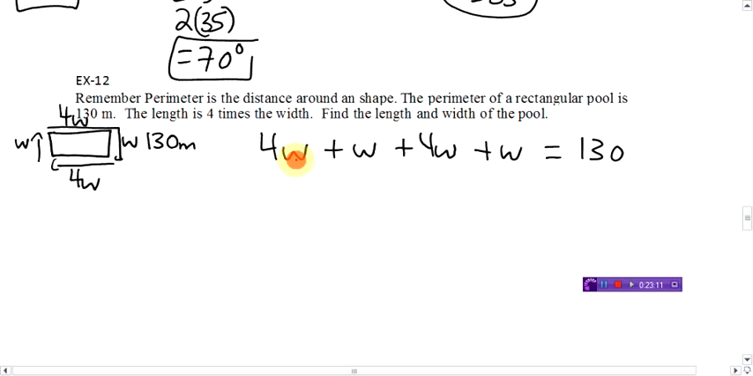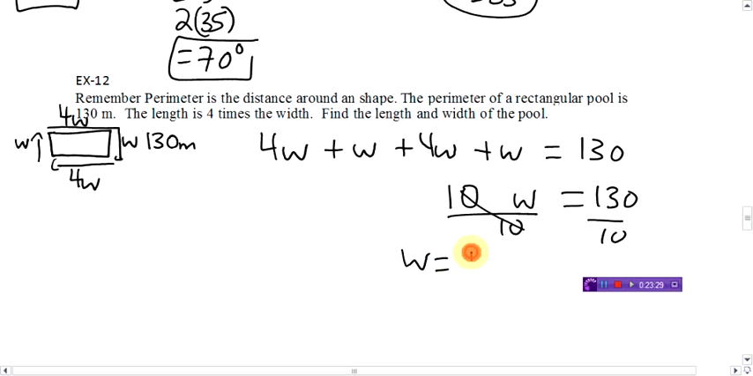What's W? Well, these are all W's on this side. I don't have to put circles and squares around it. 4 plus 1 is 5. That's 10. 10W equals 130. Well, what's W? Divide by 10. Divide by 10. 10's cancel out. W is 13. We just figured out the width. The width of this rectangle is 13.